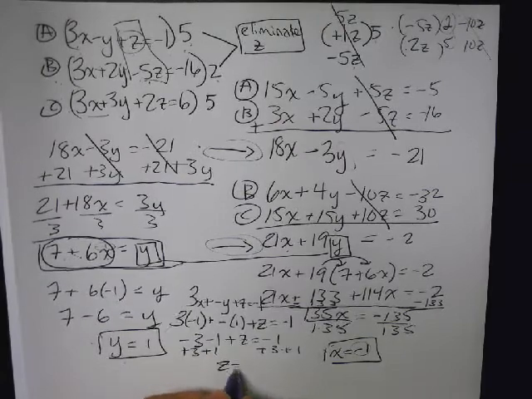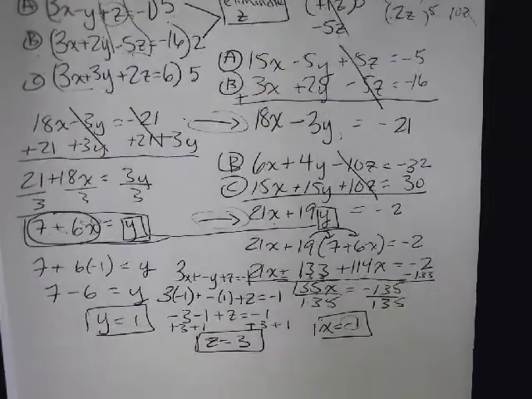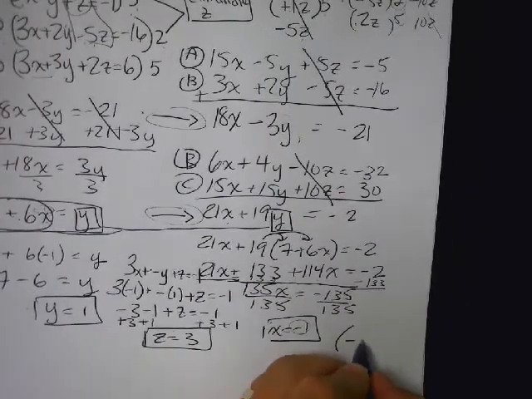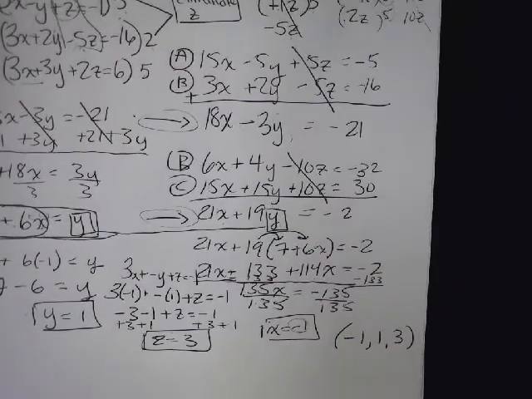So z equals 3. So on this one, my final answer will be the coordinate triple, negative 1, positive 1, positive 3. And that'll take care of our answer on number 1. Let's move on to number 3.